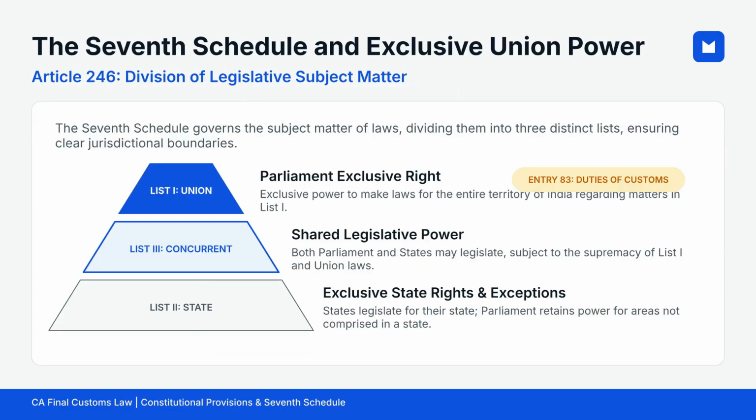To understand who has the power to levy customs duty, we must look at Article 246 and the 7th Schedule of the Constitution. Legislative subjects are divided into 3 lists: the Union List, State List, and Concurrent List. Customs falls under Entry 83 of the Union List, which grants Parliament exclusive power to levy customs duties, including export duties. Matters in the State List are generally handled by state legislatures, while subjects in the Concurrent List can be legislated upon by both Parliament and states. For customs law, the takeaway is simple. Only the Union government has the authority to impose customs duties, making it a centrally administered tax.